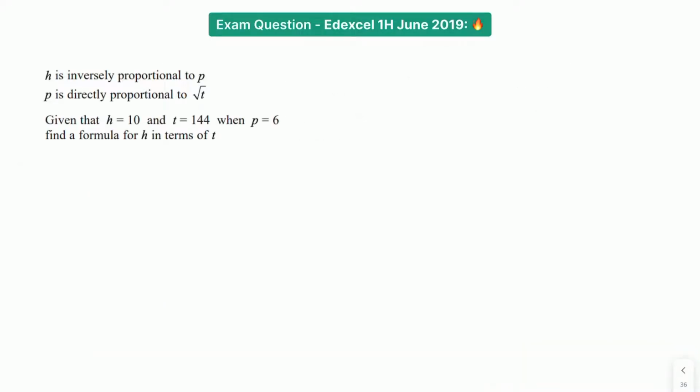And now we're going to look at two exam questions. Feel free to press pause and have a go at this first. It says H is inversely proportional to P. P is directly proportional to root T. Given this, find that. If you start off by looking at this one here, H is inversely proportional to P. So H is equal to K over P. Do I know what H is?